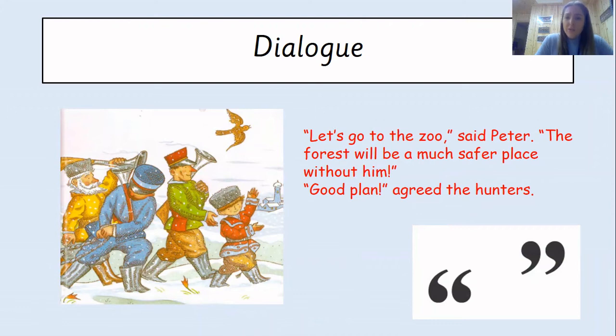"Let's go to the zoo," said Peter. "The forest will be a much safer place without him." "Good plan," agreed the hunters.